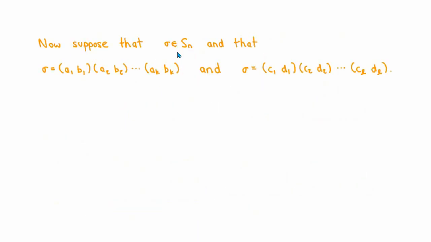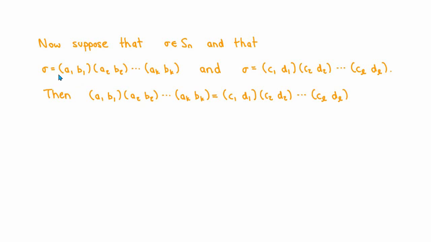Let's suppose that we have a permutation sigma in Sn, and that we have 2 different ways of writing it as a product of transpositions. First of all is (a1b1)(a2b2) out to (akbk), and also as (c1d1)(c2d2) out to (cldl). Keep in mind that this actually does happen, and that what we're aiming to show here is that k and l are either both even or both odd.